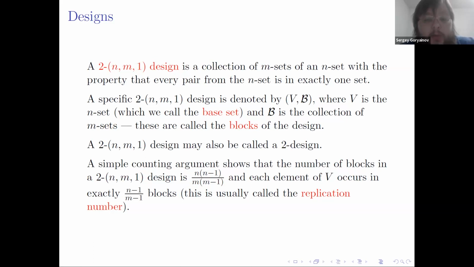A 2-(n, m, 1) design may also be called a 2-design, and a simple counting argument shows that the number of blocks in a 2-(n, m, 1) design is the fraction with numerator n(n−1) and denominator m(m−1), and each element of V occurs in exactly (n−1)/(m−1) blocks. This is usually called the replication number.